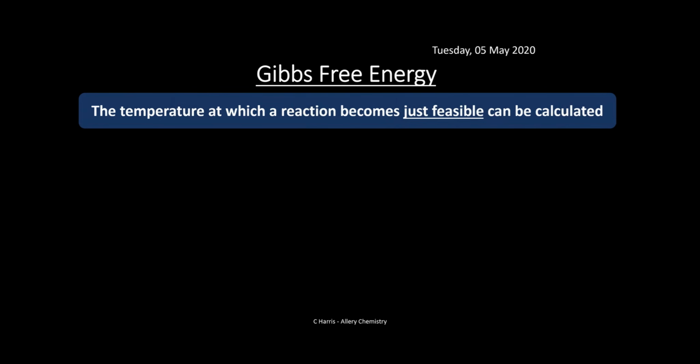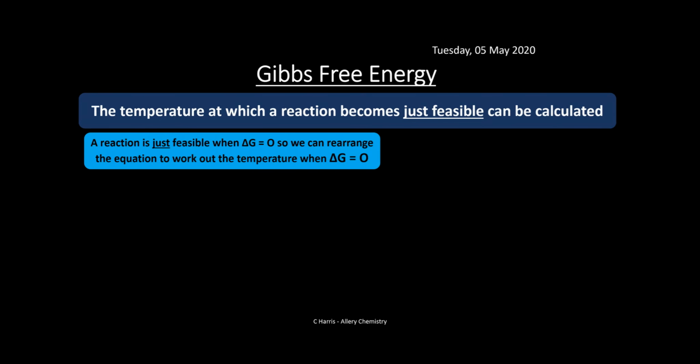So that's fine. Now what we can do, and this is really useful for industry, is work out what temperature it is feasible at. Because why would you heat something more than it needs to be? It's just a waste of energy. So if a chemist can work out the minimum temperature we can get away with just to get this reaction to go, then that would be useful. And this is again where Gibbs 3 comes in. So it's so versatile, as you can see.